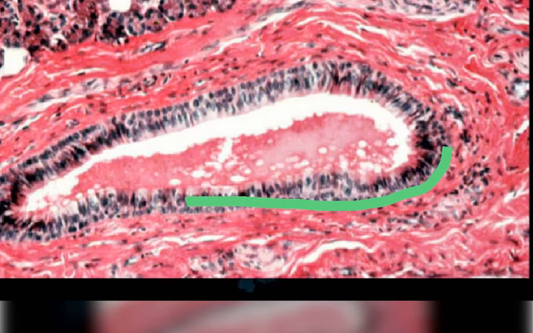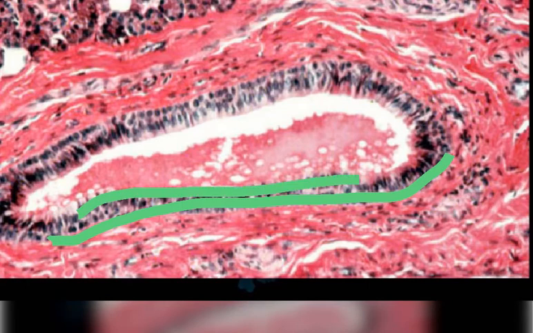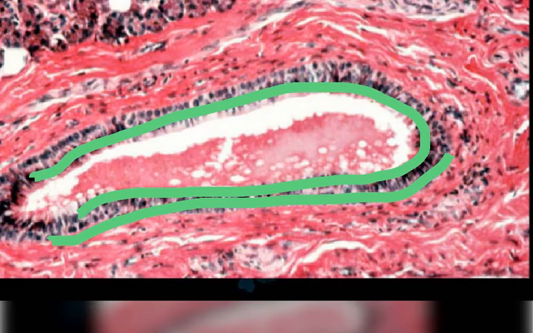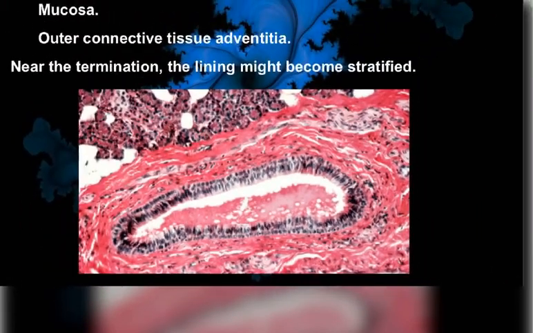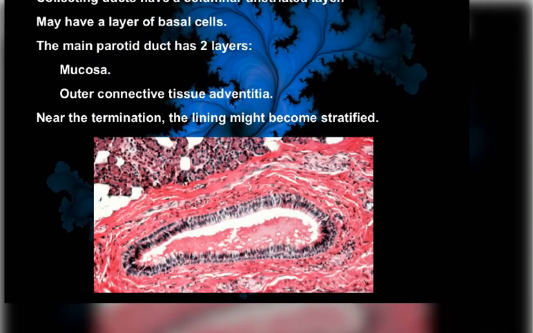This row is for the basal cells. This row of nuclei is for the basal layer, and the second row is for the columnar cells which form the second layer. So this is classified as stratified columnar.